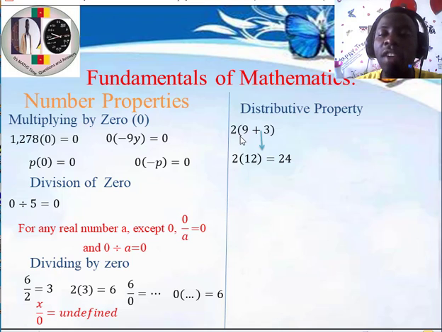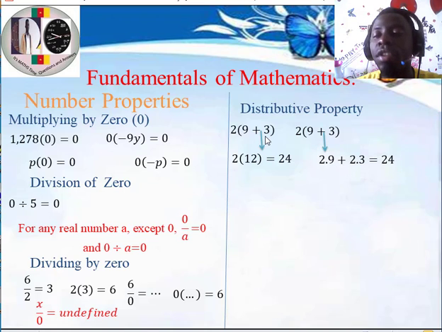So we can also do this using what we call the distributive property. If multiplication is distributive over addition, then we are going to have 2 into 9 plus 3 to give us 2 times 9 plus 2 times 3, which is still the same as 24, because 2 times 9 is 18 plus 2 times 3 is 6, which is 24.